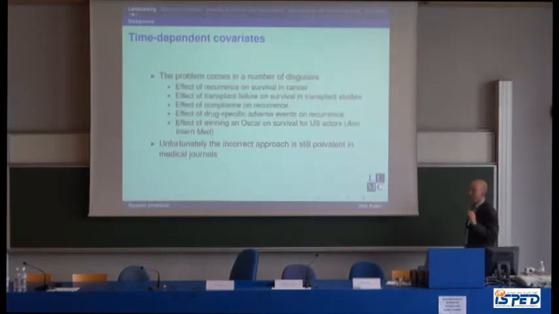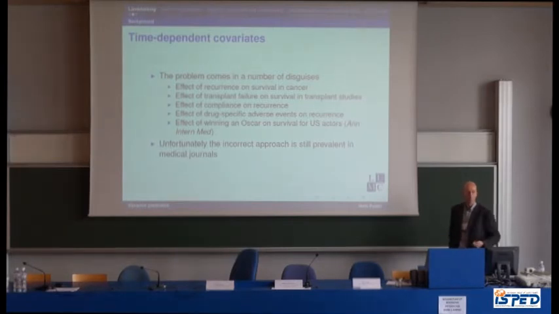And this problem actually comes in a great number of disguises. I'm sure people who are working in survival analysis have come across this in one sense or another. For instance, the effect of recurrence on survival. People who have a recurrence will live longer because they have to be alive to experience it. Then there's the effect of transplant failure on survival in transplant studies, the effect of compliance on recurrence, and the effect of drug-specific adverse events on recurrence, which is also something that's studied nowadays in the cancer literature.